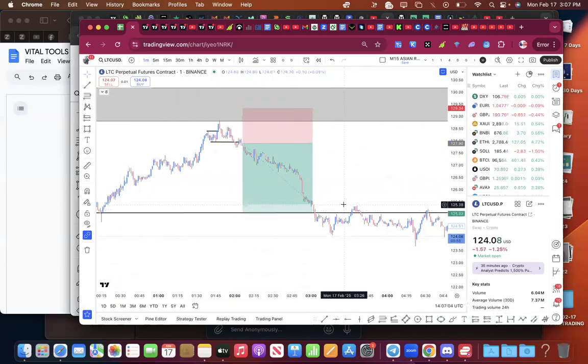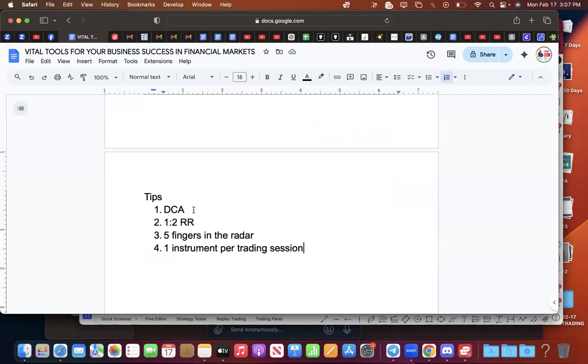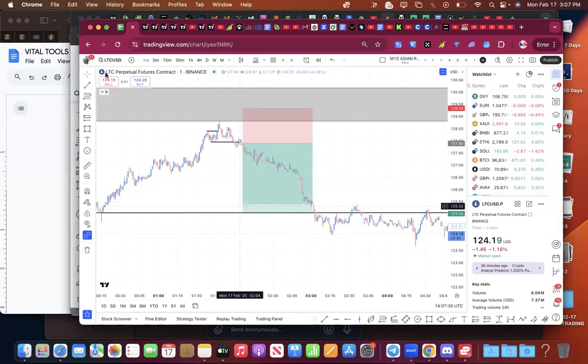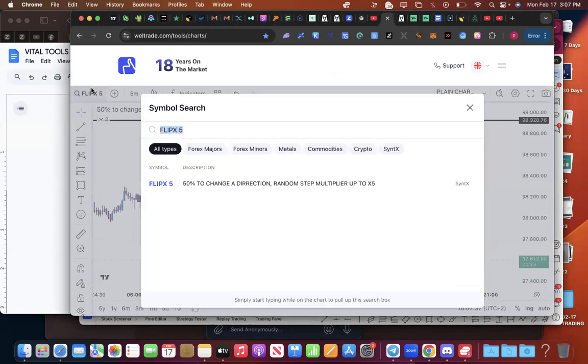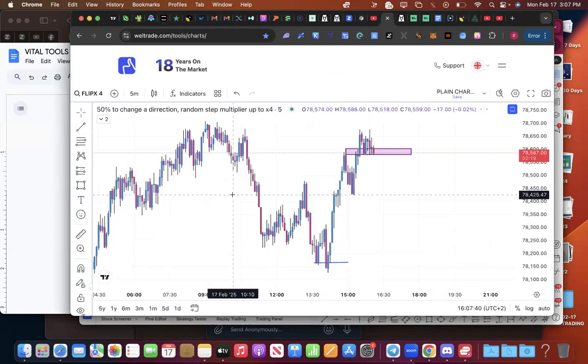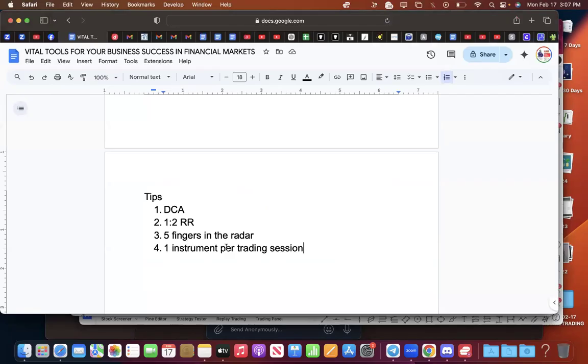Now, part of this here, there's a tip I put here. What's the tip? The tip is DCA, that's dollar cost averaging. When you buy in Forex, it's called stacking. You stack more. Then always use 1:2 risk reward, right? Then 5 fingers in the radar. Don't have more than 5 instruments in your radar that you want to understudy. If you have too many instruments in your radar that you want to understudy for your trade, that's going to confuse you the more. Most times people just create a lot of problems for themselves, trading too many instruments at a time. So 5 instruments in your radar, then 1 instrument per trading session.